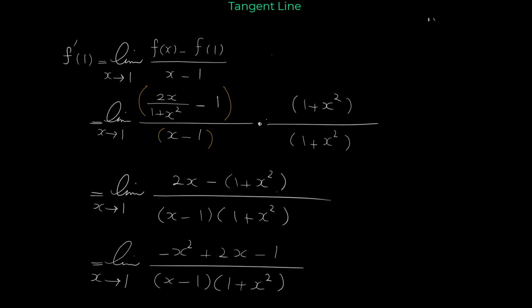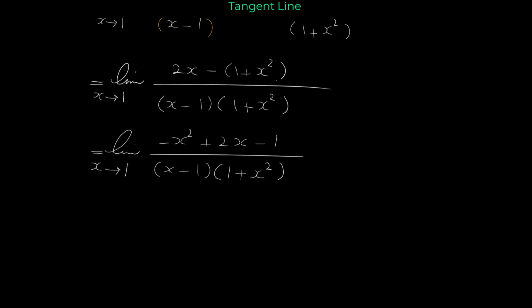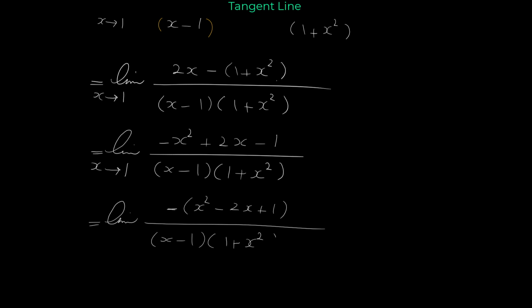Now if you look at the numerator, the coefficient of x squared is negative, and we want to factor the numerator. The first thing I am going to do is to factor out that negative. If we factor a negative from the numerator, we have x squared minus 2x plus 1, and in the denominator we have x minus 1 times 1 plus x squared, as x approaches 1.